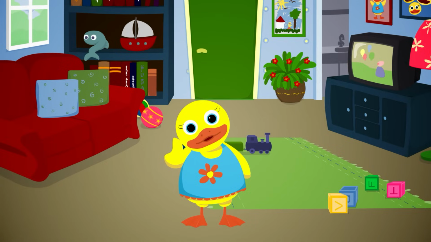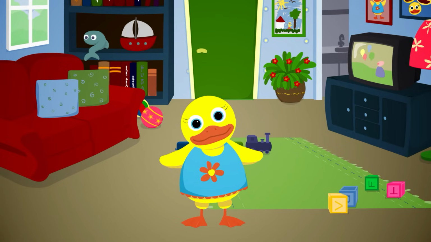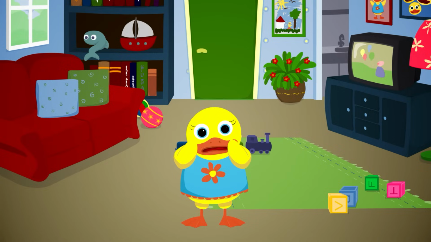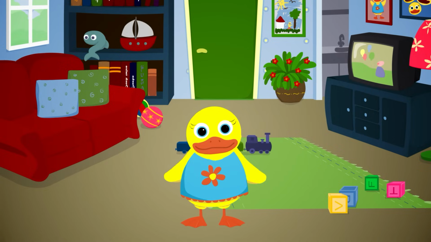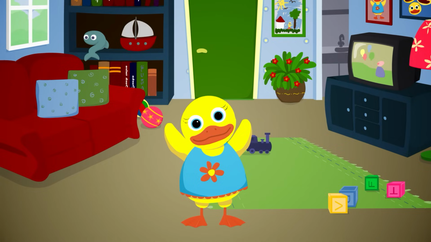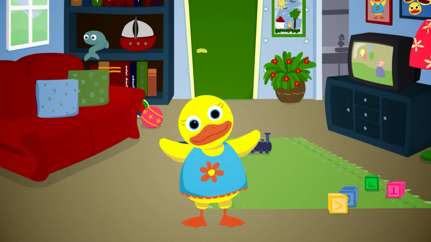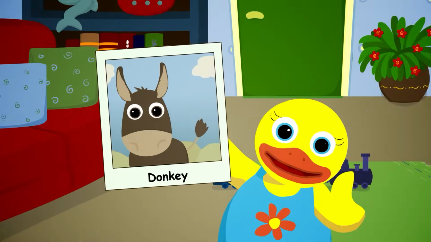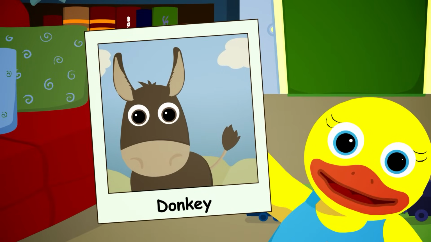What animal sounds like that? Aha! Aww. I think I've heard that sound on a farm. I know! That sounds like a donkey. Donkeys like to bray, eee-aw, like that.